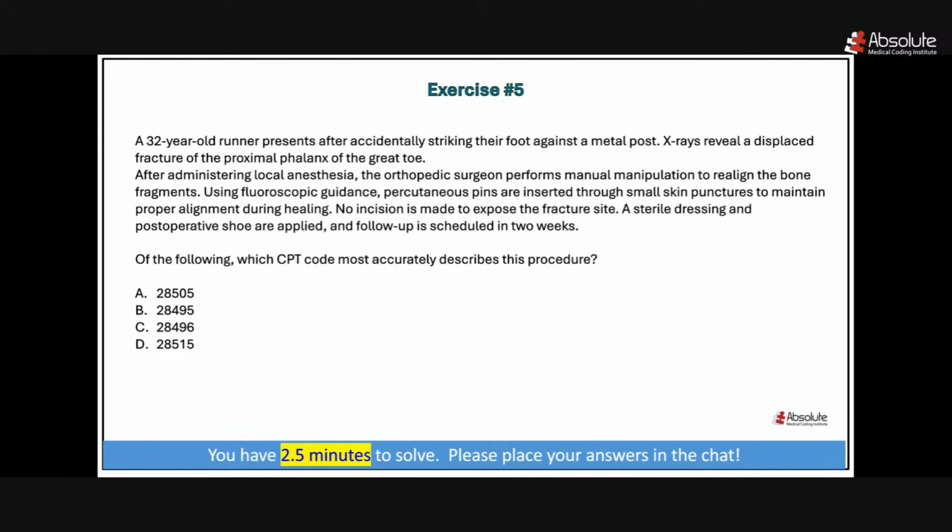Okay, coders, of the following, which best describes the fracture treatment code? And you've got 2 more minutes. All the best.